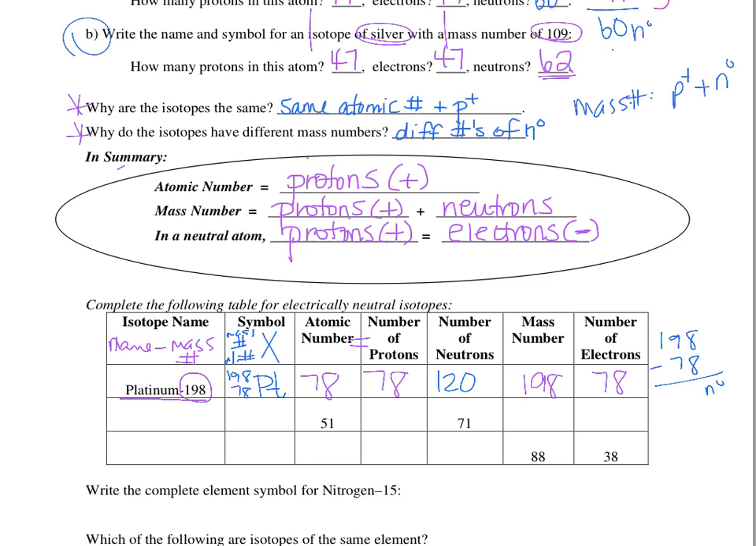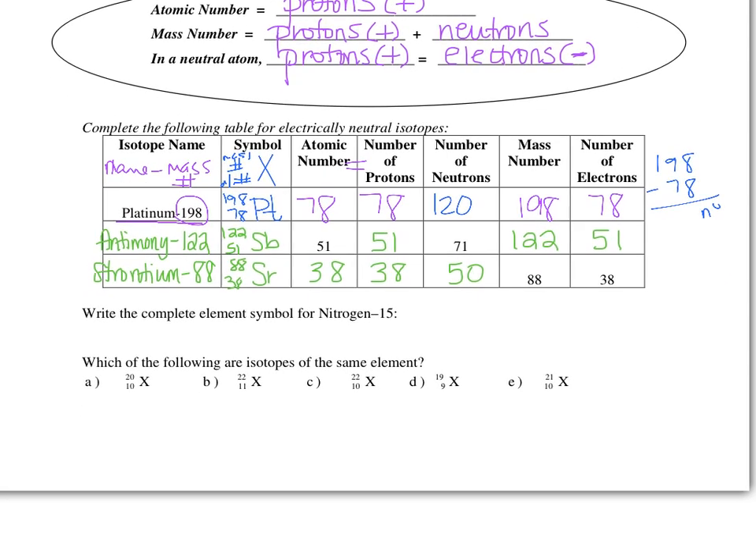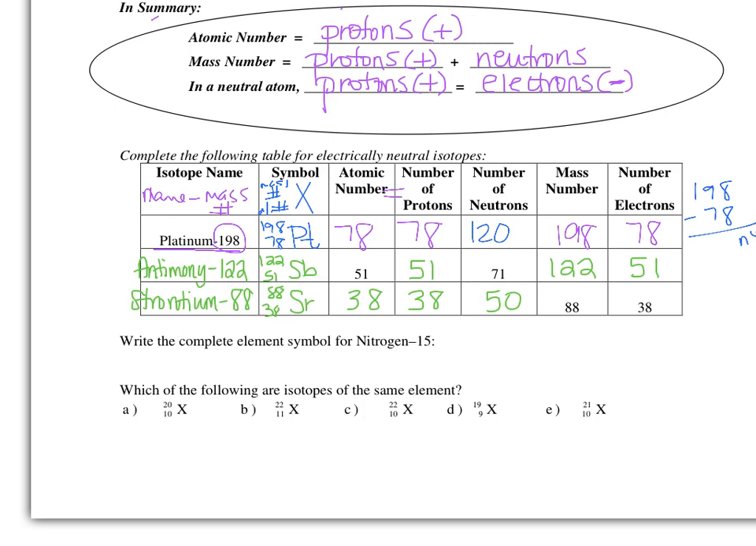All right, so go ahead and take a moment, pause me, and fill in the rest of these other ones, and try them on your own and see how you do, and then we'll check our answers. All right, so go ahead and check your answers. Yours should look just like mine. If yours doesn't look like mine, then you're going to lose points. So for example, you should make sure that your name has the mass number following it, and you should make sure your symbol has, to the left, written mass number on top, atomic number on bottom, and then check your numbers. All right, let's look at, write the complete element symbol for nitrogen-15, and which of the following are isotopes. Again, pause me, try these on your own, and see how you do.